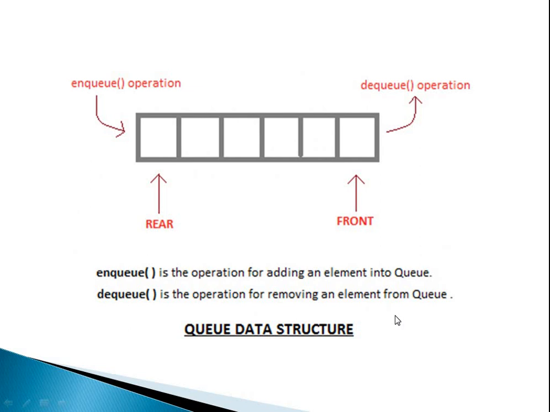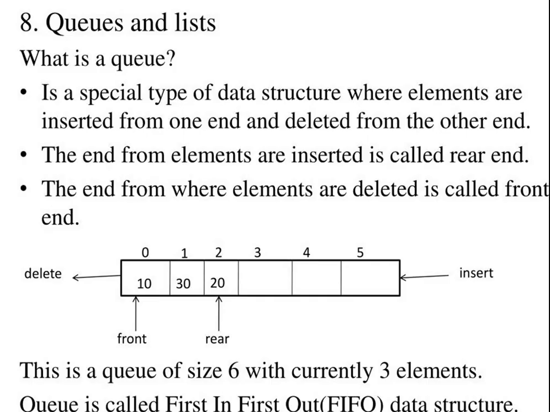Now you can see that there are two operations in the queue. One is NQ and one is DQ operation. NQ means insertion and DQ means deletion of the element. The NQ always takes place from the rear side, and the DQ operation always takes place on the front side. So NQ is known as adding the element into the queue, and DQ means removing an element from the queue.